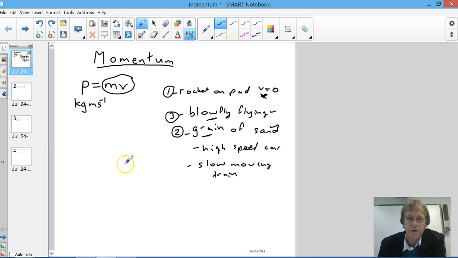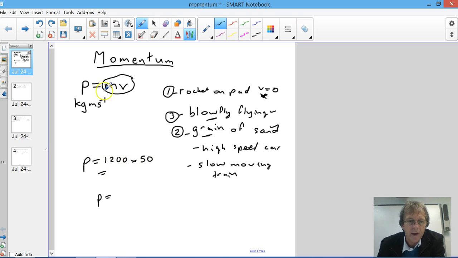Now if you look at the car or the train, let's actually do an estimate here. With the car, you might have a mass of say 1,200 kilograms, or even if you guess 2,000 kilograms for a ridiculously large car. Times by a high speed, what would be a high speed? 40, 50 meters a second. That's going over 180 kilometers an hour, that's very fast. That's going to give you a certain momentum there.